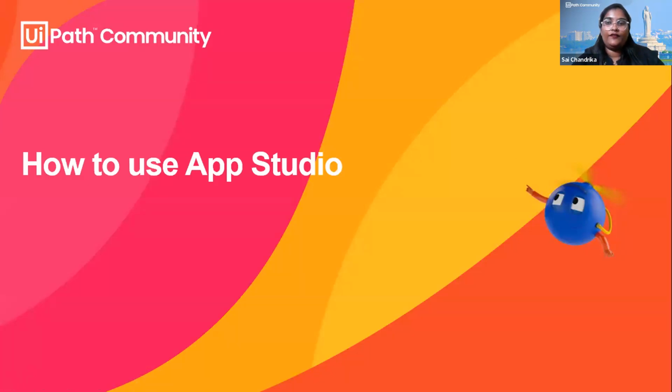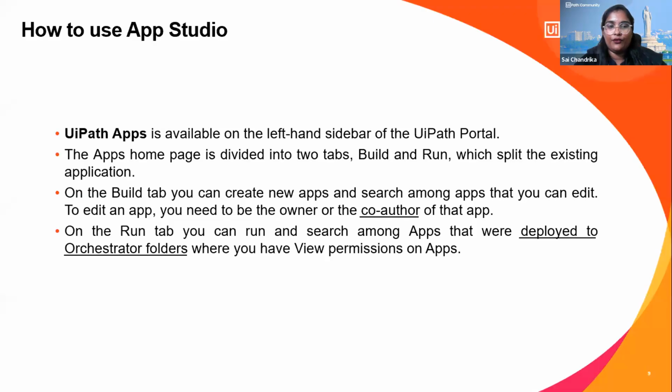Now, I have shown you the App Studio, right? We need to know how to use it. UiPath Apps is available in the UiPath portal, cloud.uipath.com. Once you log in or sign up, you will be able to see the apps there. Once you click on that, you will get the two tabs, build and run. That is where we'll be developing our app, in the build tab, as I showed you.